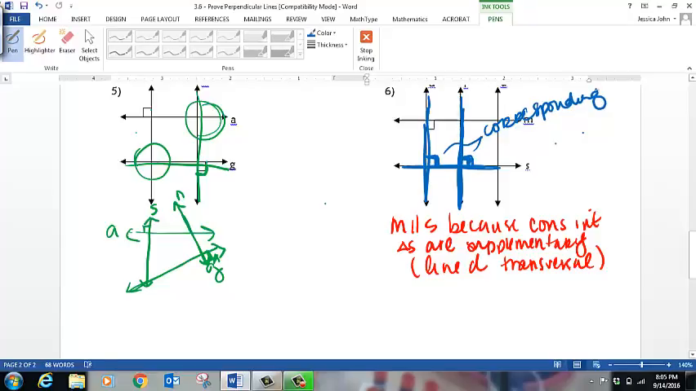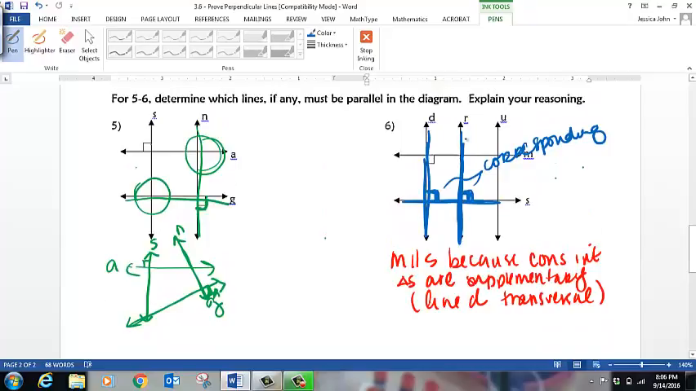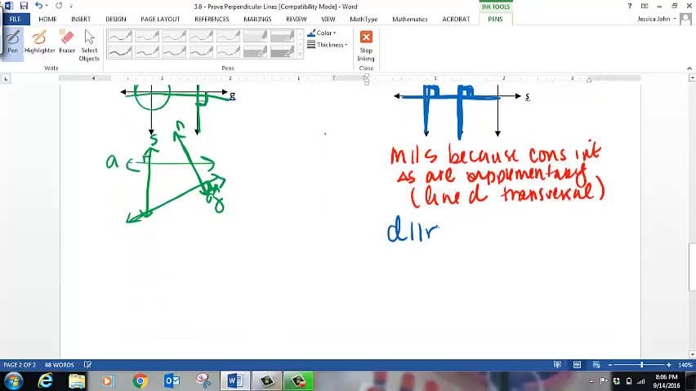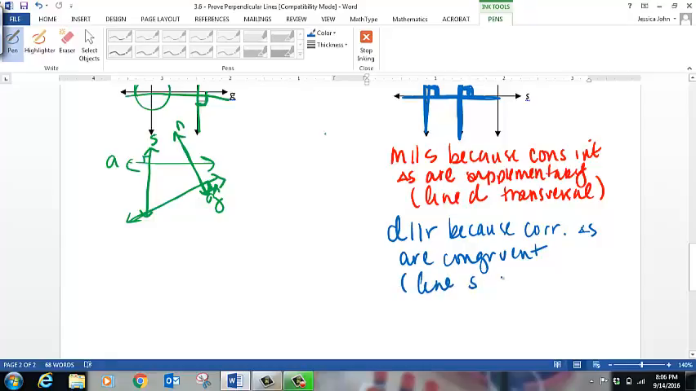Now, if corresponding angles are congruent, then we can say that lines are parallel. Well, if we have two angles that are both 90 degrees, that means that yes, they are in fact congruent. So that tells us then that line D and line R are going to be parallel to each other because corresponding angles are congruent. But again, we have to use a specific line, and this time it's line S, as our transversal.